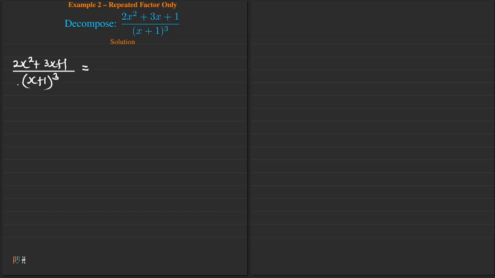This time around, it is just one factor we have, but then it is repeated thrice. Hence, our partial fractions will be an a over x plus 1, that is the first factor to the first degree, then plus b over x plus 1 all squared, and then plus c over x plus 1 all cube.